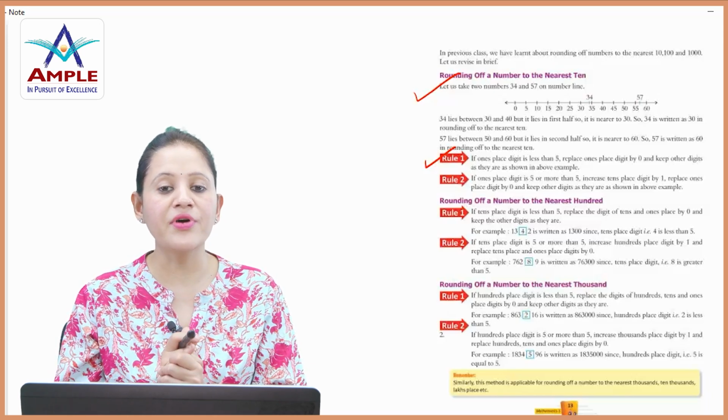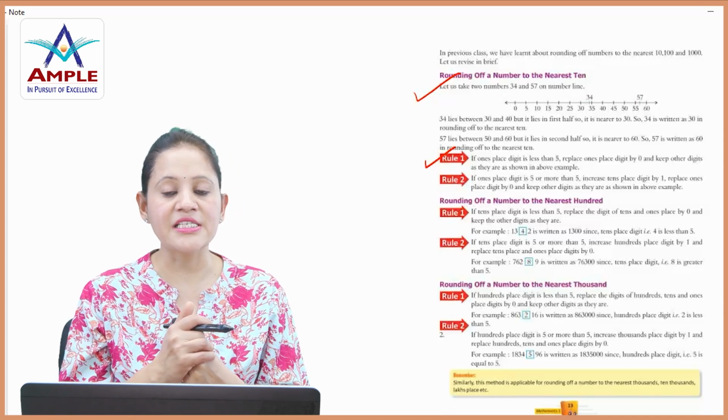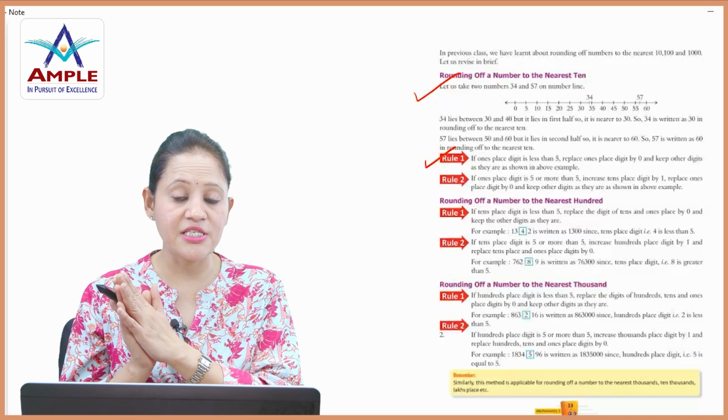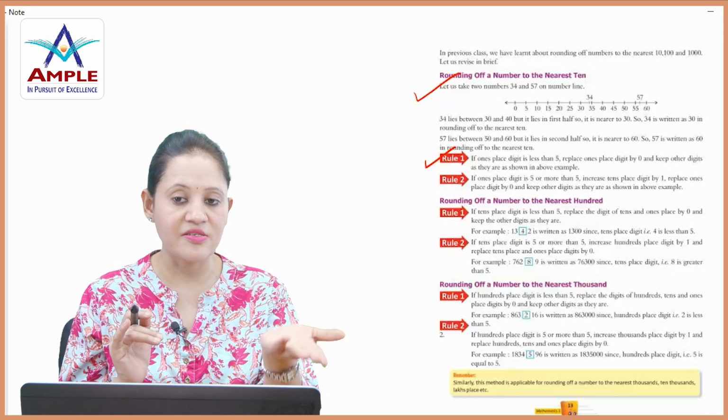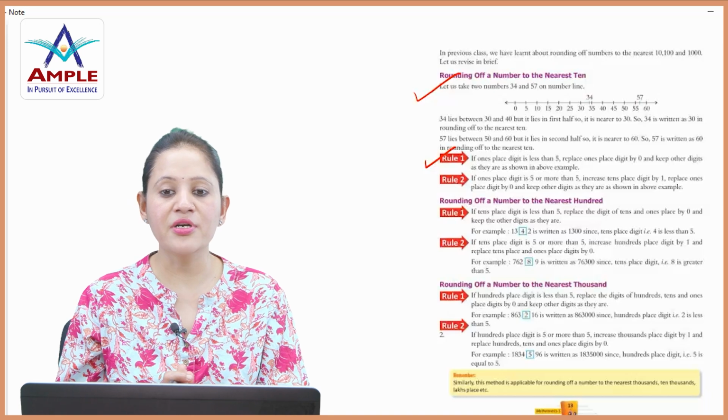Rule number 2: if the ones digit is 5 or more than 5, what will we do? We will replace the digit at ones place by 0 and increase the tens place digit by 1. Clear? Next, rounding off the number to the nearest 100.